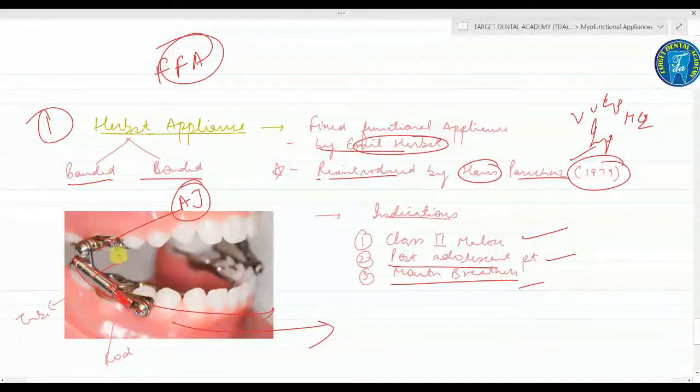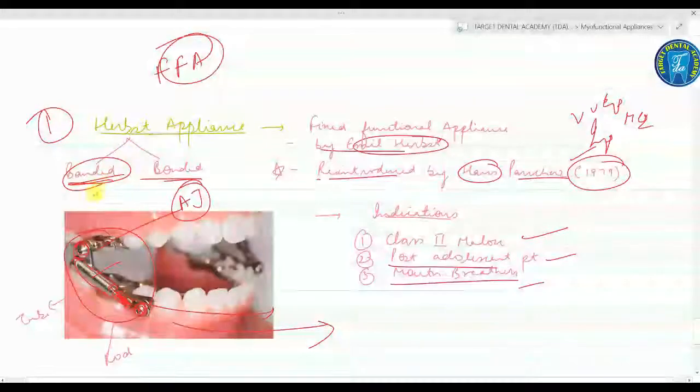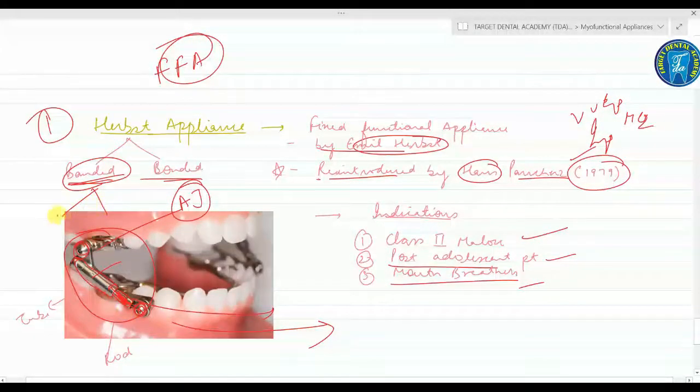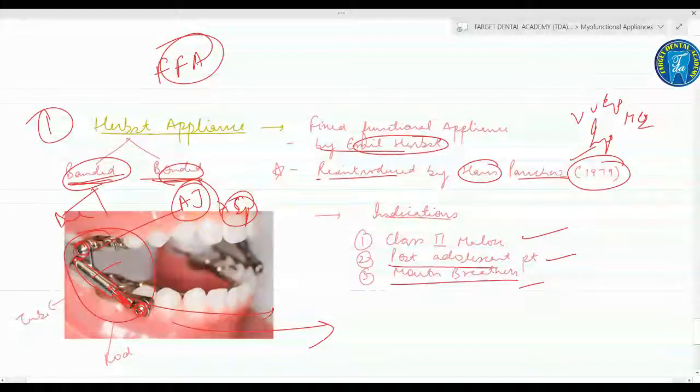Right? So the tube is fixed onto the distal end of the maxillary molar, while the rod is fixed to the lower first premolar. Right? This is the Herbst appliance. It is of two types, banded and bonded. Banded means the upper and lower first premolar and molar are banded, and bonded type means a wire reinforced acrylic splint, which covers the occlusal part of the buccal and the lingual surfaces of the teeth.